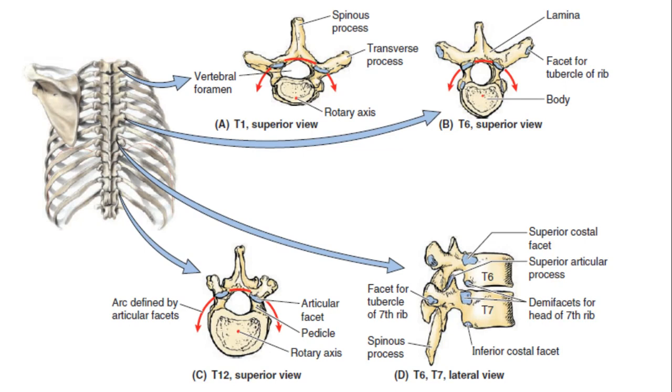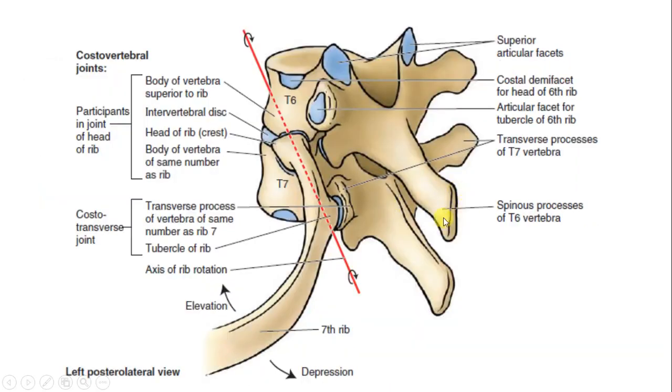Then you have to place the lower facet on the head of the rib with the body of the superior facet on the body of the T7 vertebra. Okay, so that will be proper articulation. Here is shown the articulation of the rib.